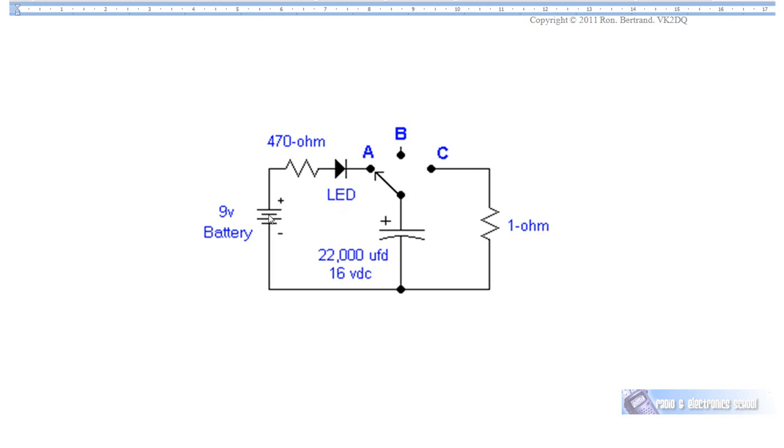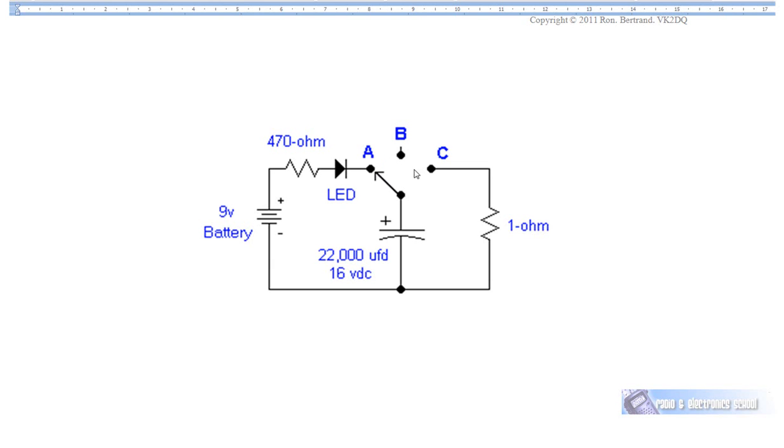So as the battery begins to charge the capacitor and the voltage on the capacitor gets higher and higher, approaching 9 volts, the current in the circuit decreases because the capacitor begins to push back against the 9 volts of the battery. It's a bit like blowing up a balloon. As you blow up a balloon, it becomes harder because the air pressure that you're blowing into the balloon is pushing back against the air pressure of your mouth blowing the balloon up.